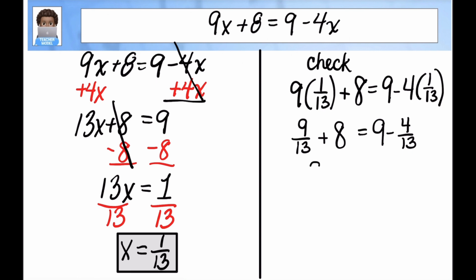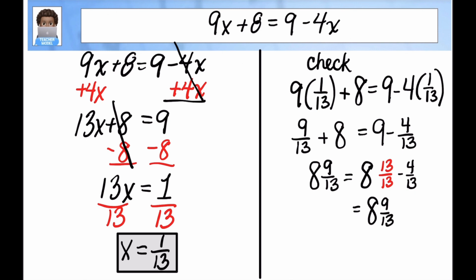So let's add these up on the left. That's easy. That's just 8 and 9/13. And on the other end, I have some subtracting to do. So all I'm going to do is regroup. I'm going to have 8, I'm going to take one of them away, and I'm just going to turn it into pieces, 13 over 13. That way I can subtract. And that gives me 8, and 13 minus 4 is 9. So here we go. Both expressions are equivalent, so this is a solution to our equation.